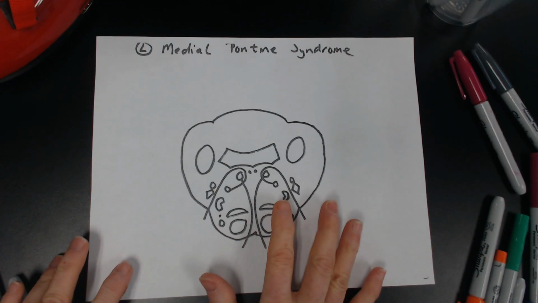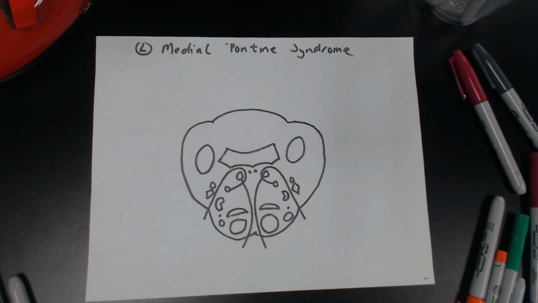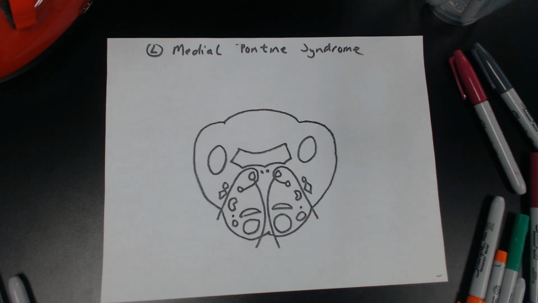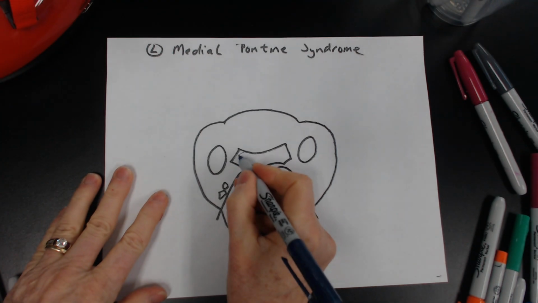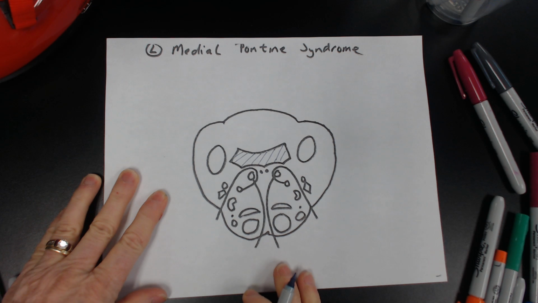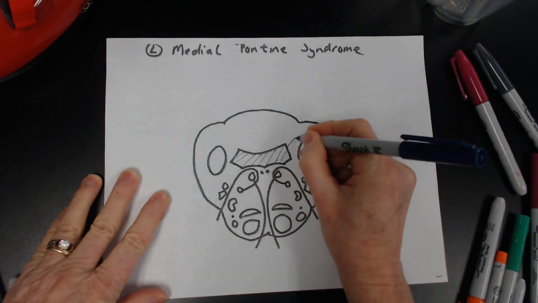Let's move on then to medial pontine syndrome. And we'll take some time to just go through here and label some stuff. All right. So, what color do I want to use? Looking in here, this is going to be the part of the ventricular system that is in the pons. Right here. Remember, which part of the ventricular system is in the pons? Fourth. Yep, this is going to be my fourth ventricle.